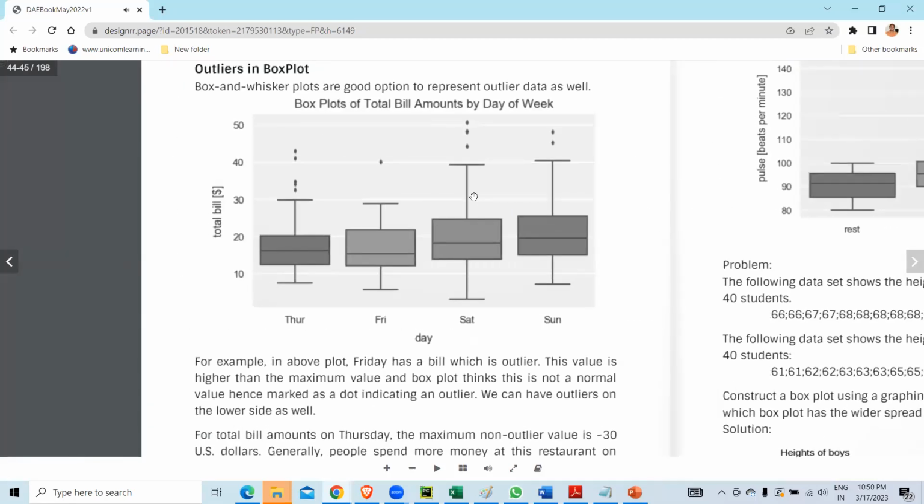See, this is another box plot: total bill amount by day of the week. If you go out for dinner, this is how much you will spend on each of the days, Thursday, Friday, Saturday, Sunday. On average, you would spend around 10 to 20 on Thursdays, and on Saturdays somewhere between 14 to 25, right? Am I interpreting that correctly?